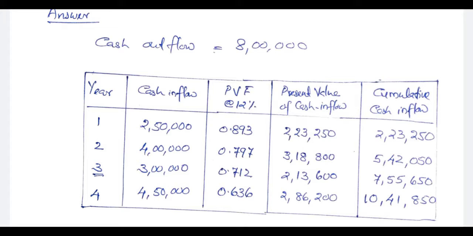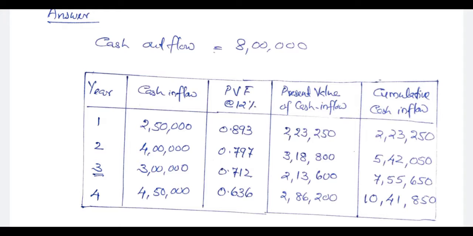Then we have to find out the present value factor at the rate of 12%. This we can take from the tables. So for the first year, present value factor is 0.893. Second year 0.797. Third year it is 0.712. Fourth year 0.636.